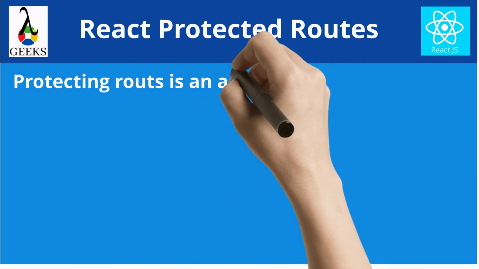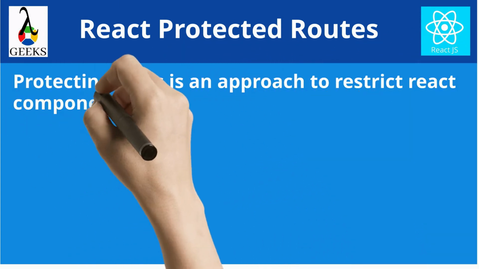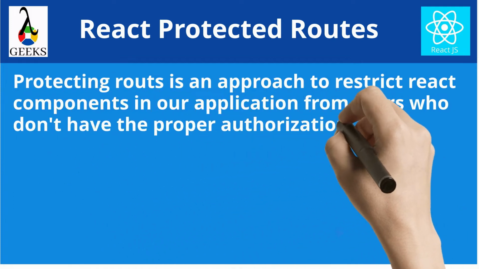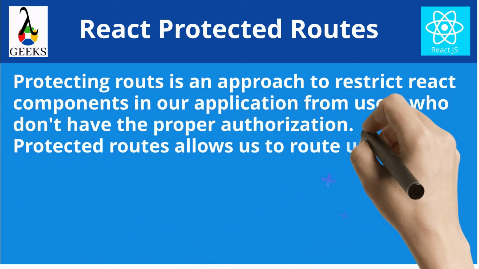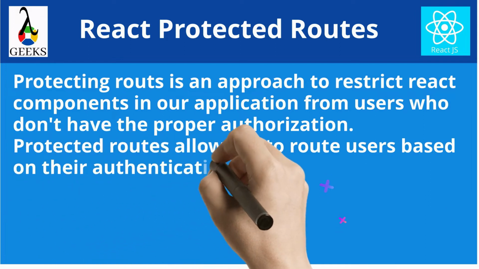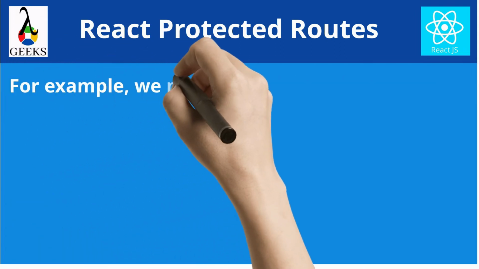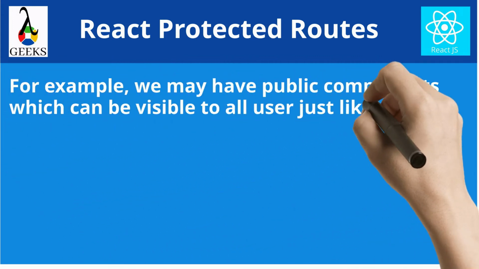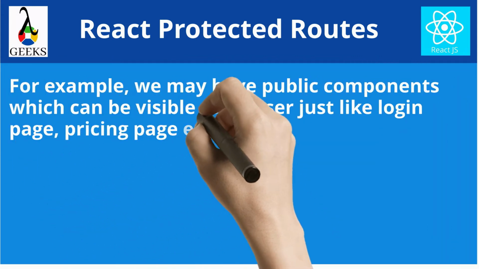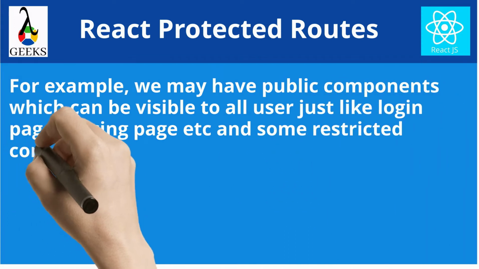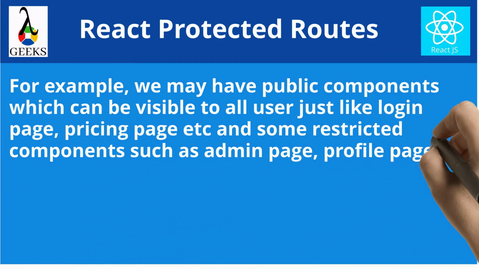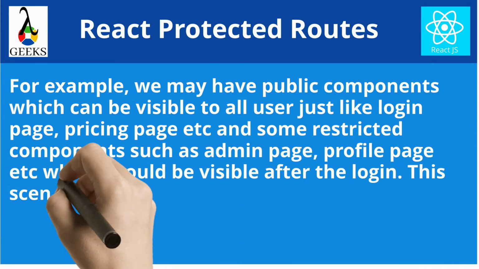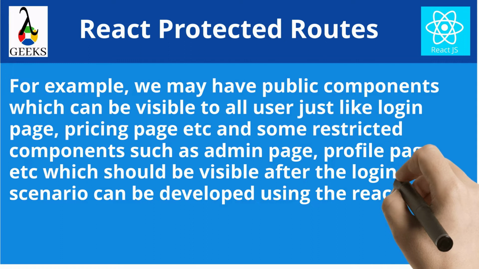An approach to restrict React components in our application from users who don't have the proper authorization. Protected routes allow us to route users based on their authentication. For example, we may have public components which can be visible to all users, just like login page, pricing page etc., and some restricted components such as admin page, profile page etc., which should be visible after the login. This scenario can be developed using the React Protected Routes approach.